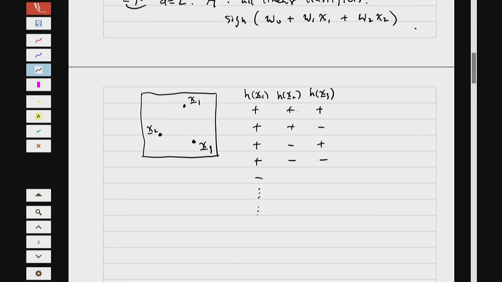And we ask for all of these possible dichotomy vectors, basically binary vectors. I don't know why people use dichotomy. I would just call it binary vectors, much easier to understand, right? But no, they call it dichotomy vectors. Oh, because it's minus and plus, I guess. Anyway, the question is, is there a hypothesis that can give me that vector? Is there such H?